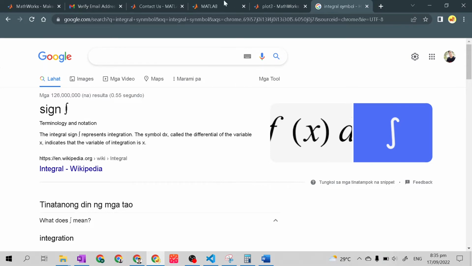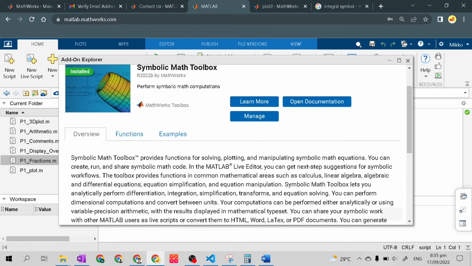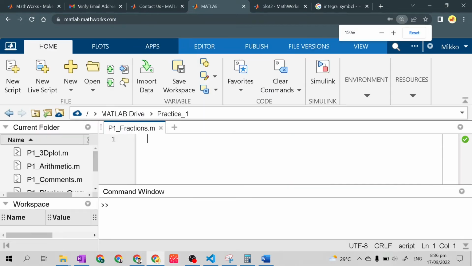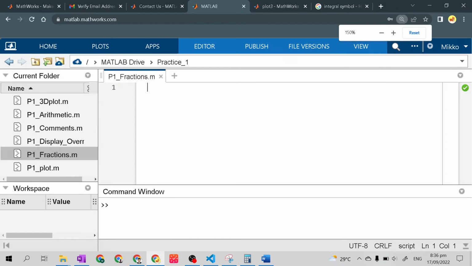Here in MATLAB, the way we can compute symbolic mathematics is by using the Symbolic Math Toolbox. It is already installed automatically in MATLAB Online. We can already use it in our scripts. So let's make this larger, and let's make this small.